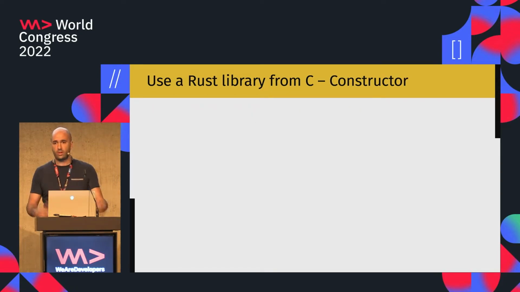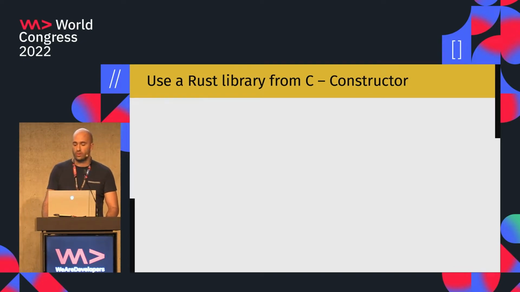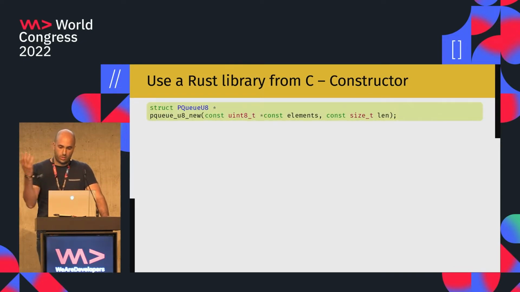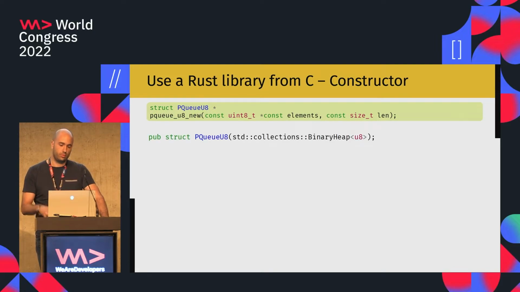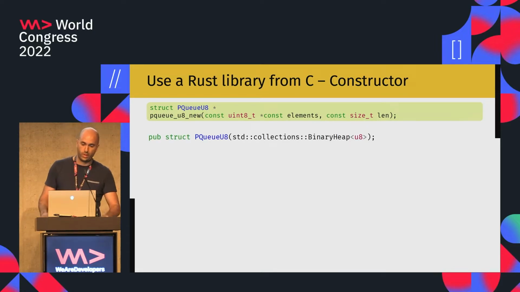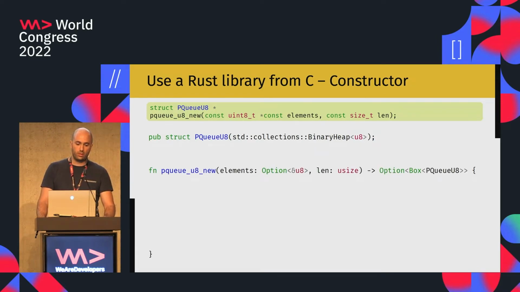Let's take a look at how we might implement our constructor in Rust. So this is the C API, and this is the queue, and it's backed by the binary heap, which I mentioned before. And then this is the signature for the constructor of the queue.